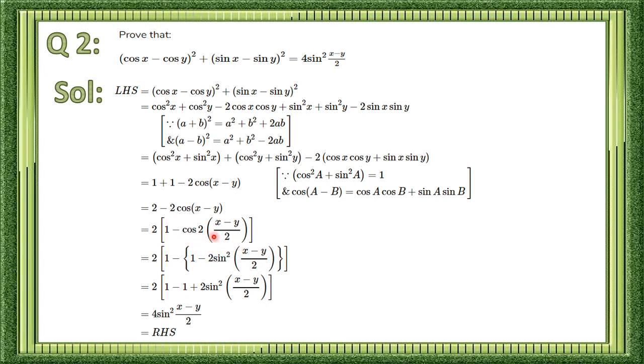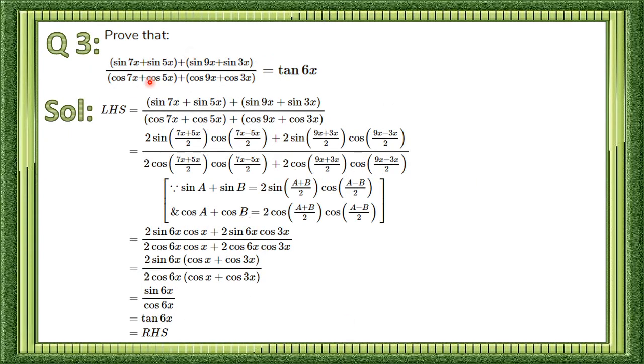Then cos 2 theta, we are applying that identity. Cos 2 theta is 1 minus 2 sin square theta, because here please have a look on right hand side. Here we need something in sin square. So then after that, open the bracket and solve it. It will be 4 sin square (x minus y) upon 2.